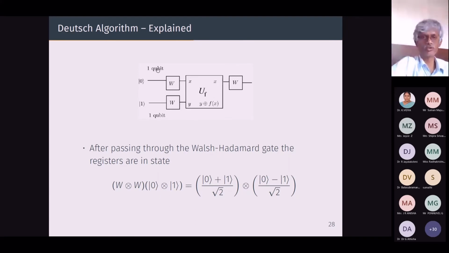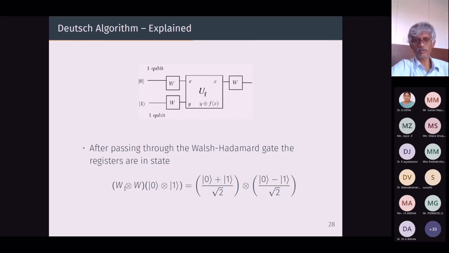So two 1-qubit systems. First one pass 0, second one pass 1, and then take the Walsh-Hadamard transform of both these qubits, and then pass this output through U_f, dump the second register, and take W of the first register and measure it. We'll come to what happens later, but this is what we are going to do. So let us write it down.